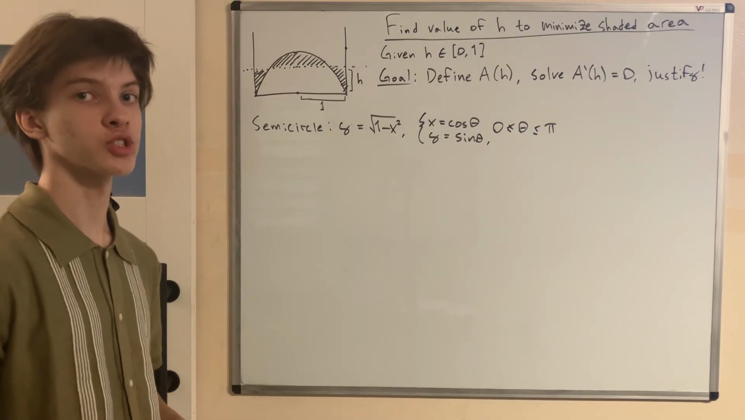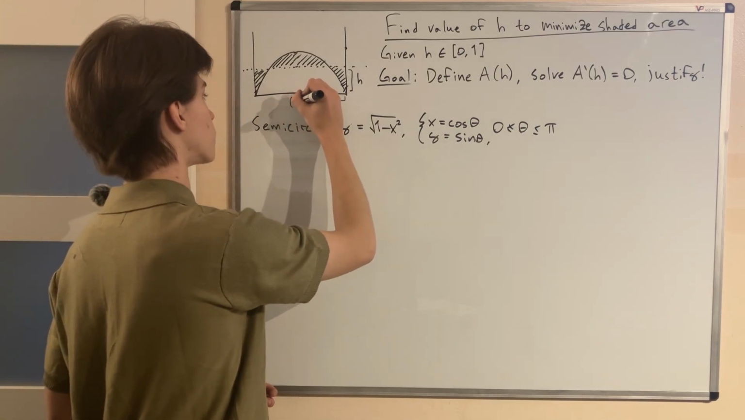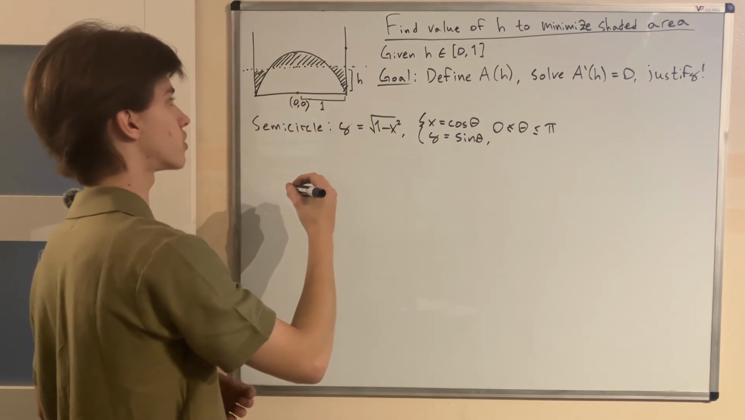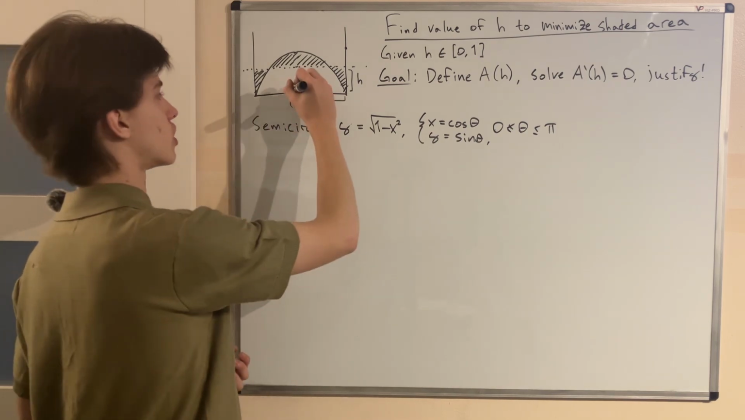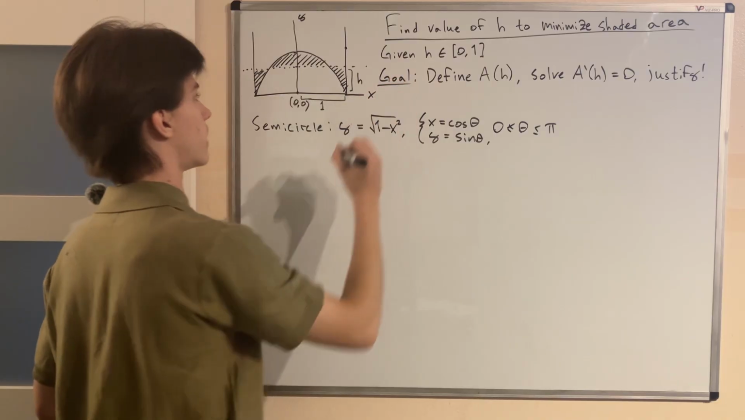In doing this, we also have to call the origin the center of our semicircle. So let this point right here be (0, 0), the origin, and it may also be helpful to draw a little y-axis right here. So this is y, and this is x.